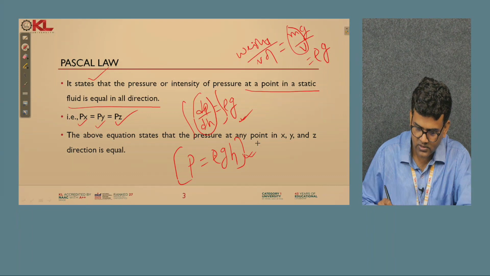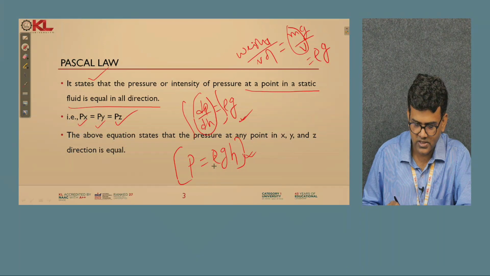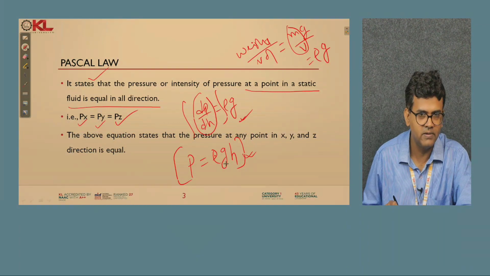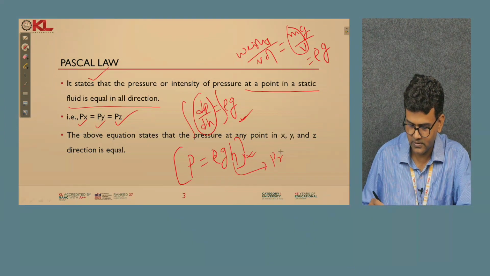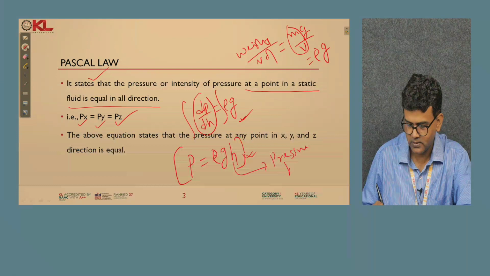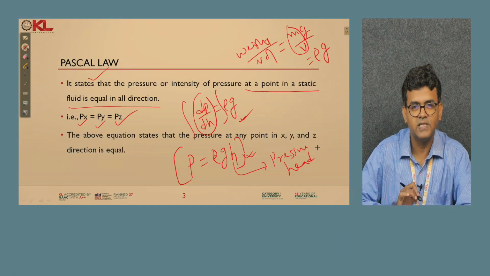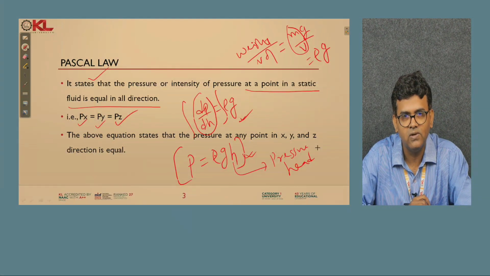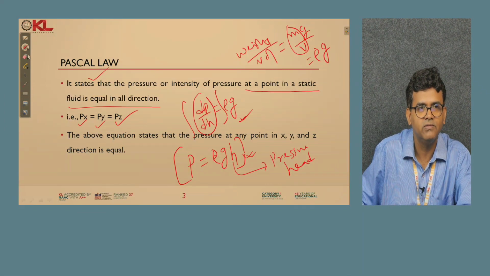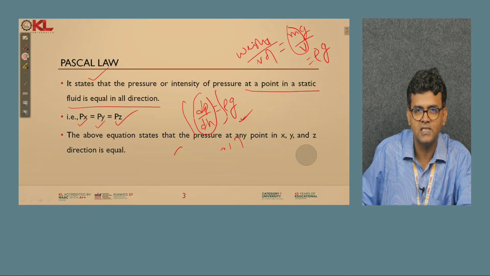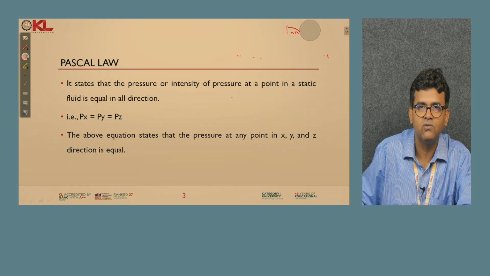Here P is the pressure at that point, rho is the density of the fluid, g is the acceleration due to gravity, and h is called the pressure head. So from this you will get the pressure or pressure head, depending on what is the requirement.